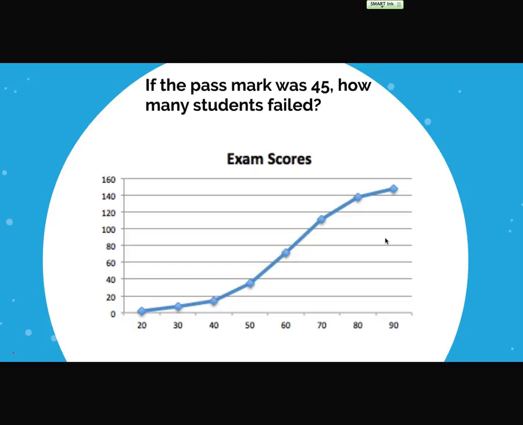How many students failed? So am I going to be looking for 45 in this cumulative frequency area, or am I going to be looking for 45 in my marks? In your marks, because I want to see how many people were at 45 marks or not. So I've got 45 right here, so I'll go up to my line and then come on over. So what do you guys think about how many students failed or got less than a 45? 25? Okay. So about 25 students did not pass.